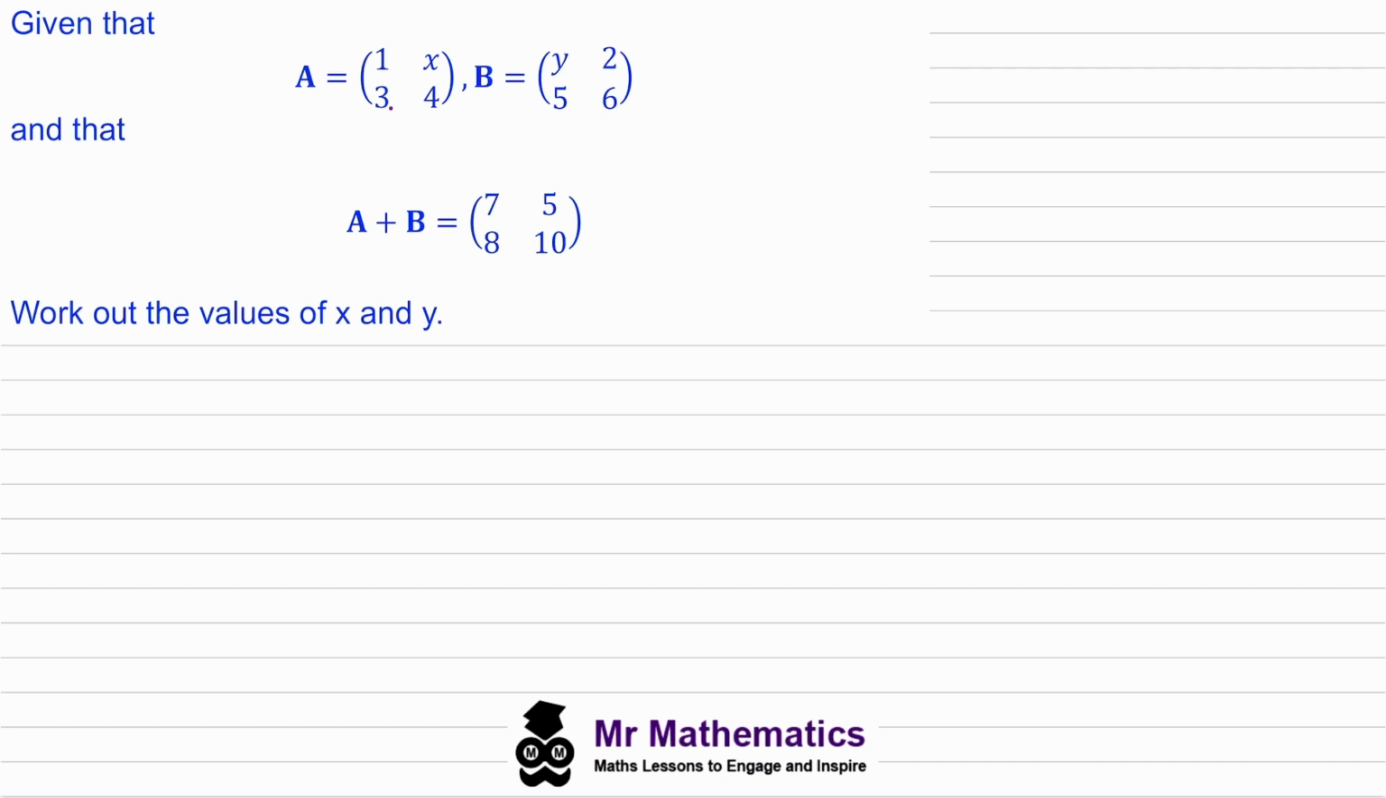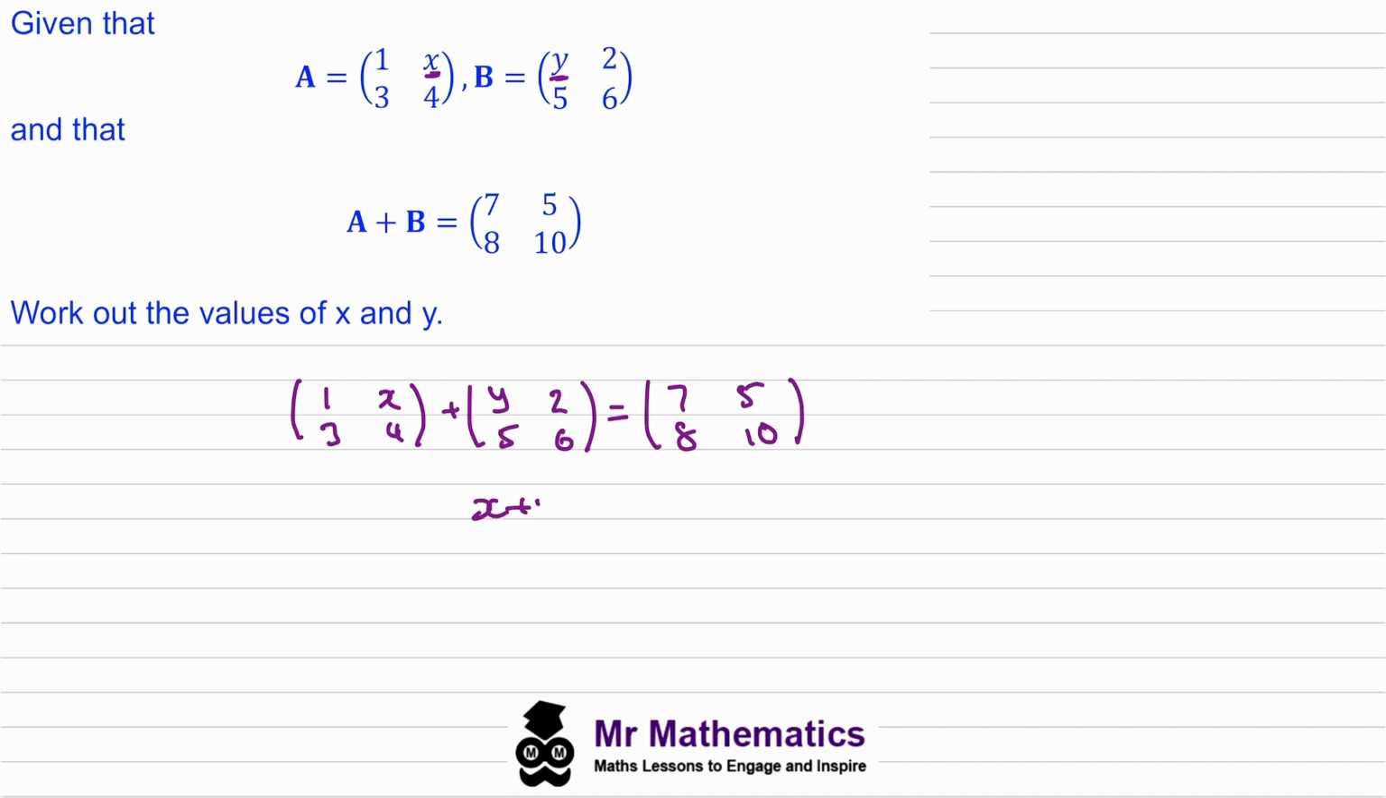Okay, so in this question, we've been given that A and B are both 2 by 2 matrices, and that A plus B is equal to this 2 by 2 matrix. We've been asked to work out the value of x and the value of y. So if we write 1, x, 3, 4, which is matrix A, plus matrix B, we're told that this is equal to 7, 8, 5 and 10.